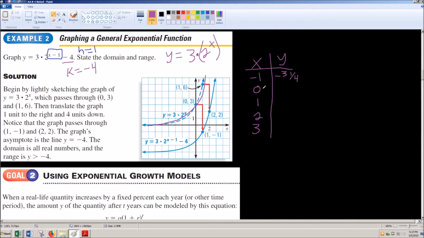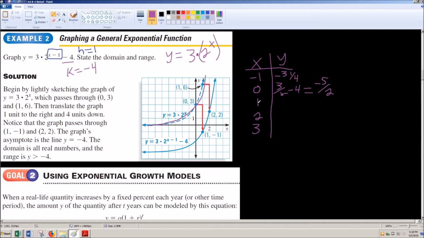Now let's look at 0. 0 minus 1 gives me -1. 2 to the -1 is 1/2. 3 times 1/2 is 3 halves. 3 halves minus 4. Let's see, in my head, 3 halves minus 4. No, it's too late, I don't feel like doing that. This is negative, so this would have been 8. So we got negative 5 halves, so -2.5.